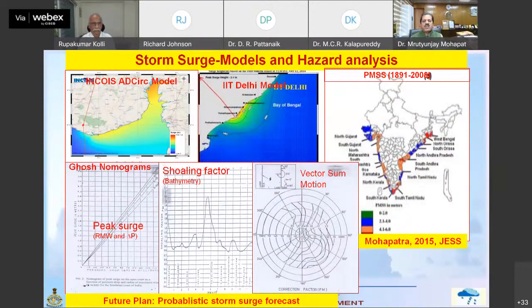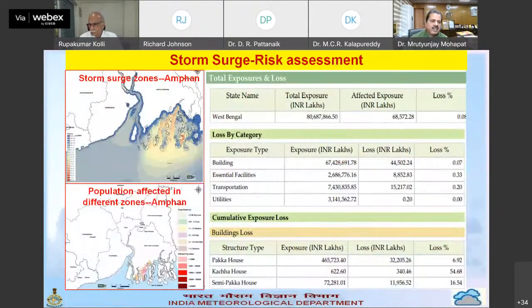Now, this is an example of the storm surge modeling, impact modeling, and hazard analysis. On the right-hand side, you can find the probable maximum storm surge analysis based on the long-term data. And here we have three models. One is the nomogram, the other one is the storm surge model developed by IIT Delhi. Then we have the INCOIS advanced circulation model to provide the coastal inundations. All these three are being utilized to provide inundation.